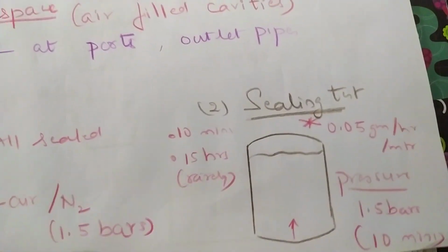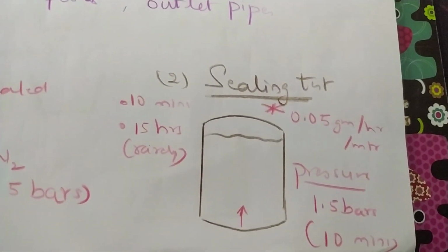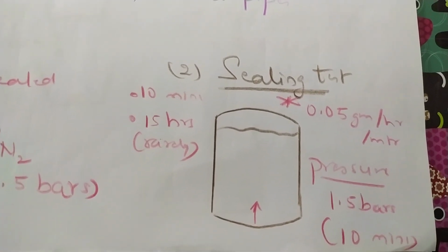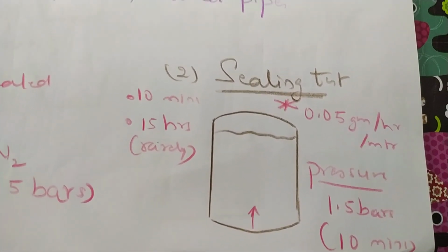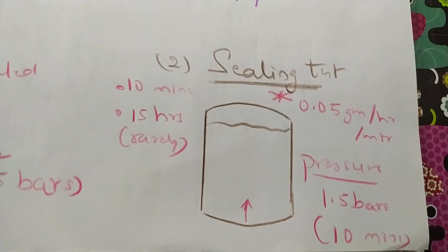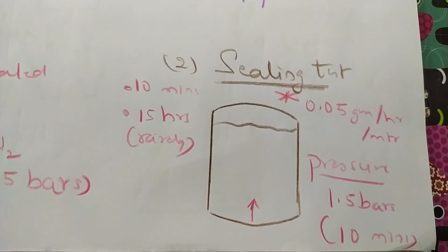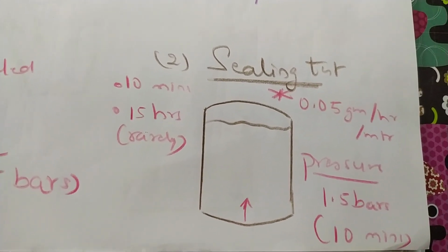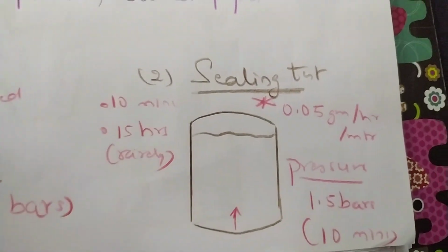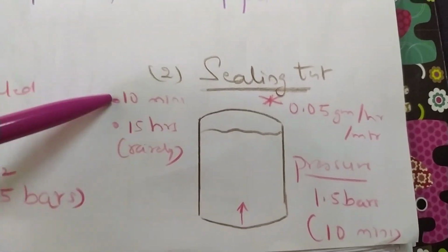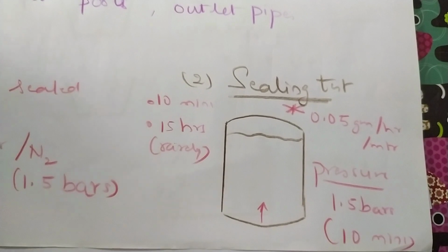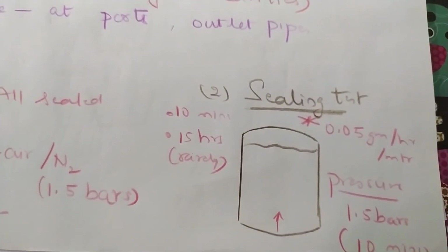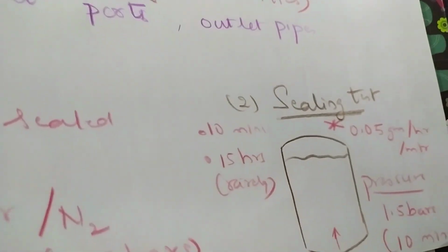Similarly, there is also a sealing test, where you give a pressure of 1.5 bars for 10 minutes, and they will see whether the pressure is maintained, with a loss of no more than 0.05 per hour. Such testing is sometimes done even for 15 hours, rarely. So there are two types of testing: one is a 10-minute test, the other a 15-hour test, where they thoroughly check if any leakage is occurring in the industry.